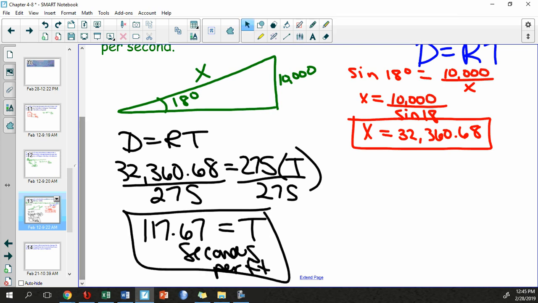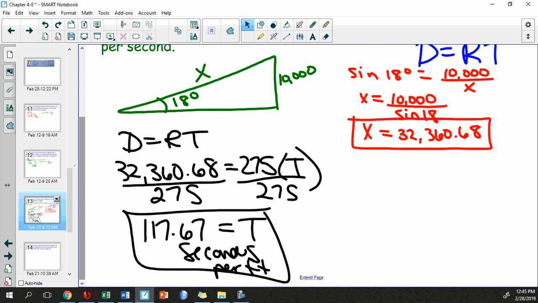You know what that means? I have reached an altitude of 10,000 feet in the air within 117 seconds, which means a little bit over a minute and a half, I've reached an altitude of 10,000 feet. Does that make sense? Part B, this is just part A.